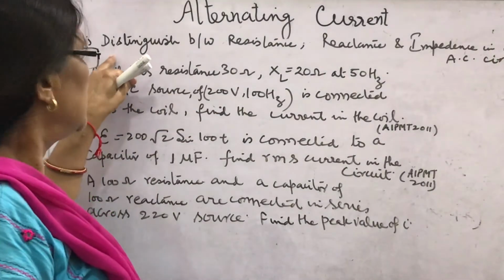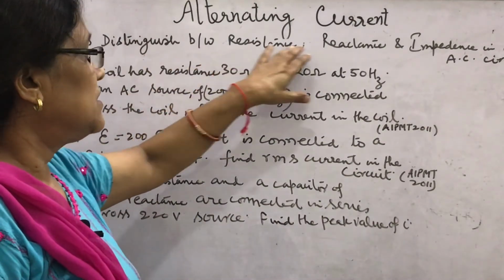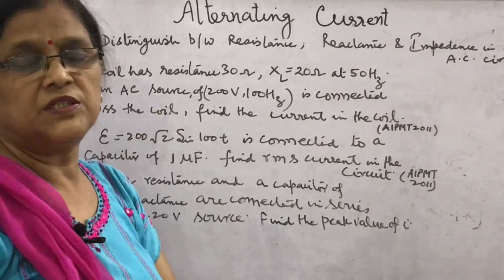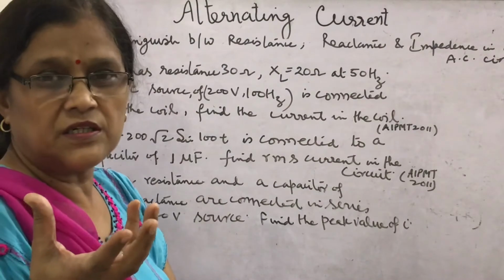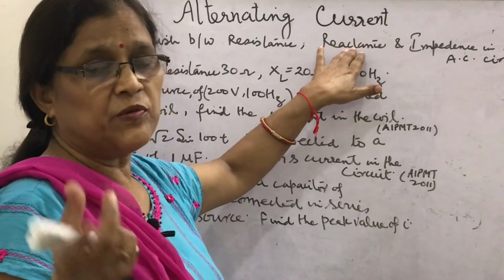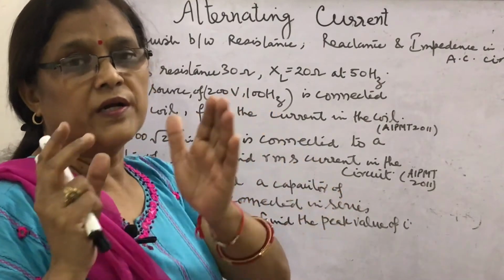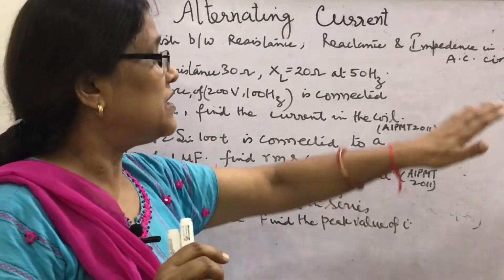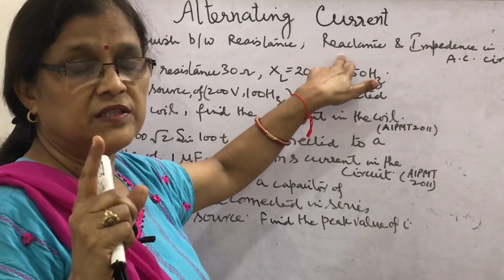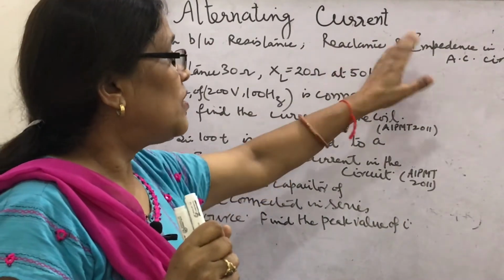In the first question, it is given: distinguish between resistance, reactance and impedance in an AC circuit. Simple, you know, resistance is the opposition offered by a resistor. What about reactance? The net opposition created by a coil or capacitor or both in an AC circuit is called reactance. Reactance is capacitive reactance, Xc, or inductive reactance, XL. What about impedance?